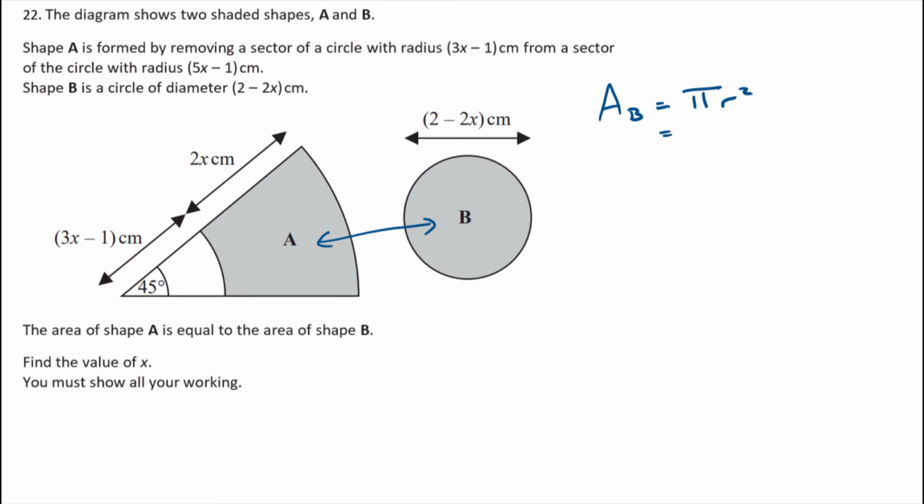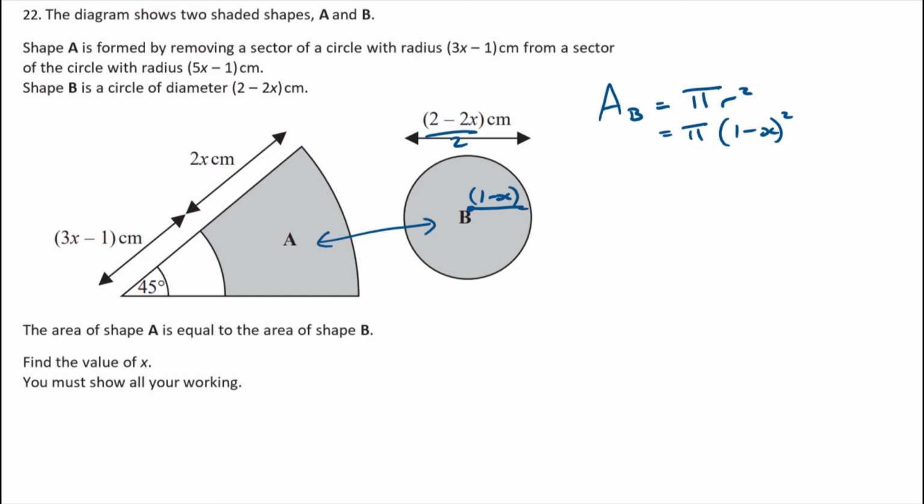And here, what is the radius of this circle? Well, I know the diameter is 2 minus 2x. So if we divide that by 2, I'm going to get 1 minus x as the radius, isn't it? Because the radius is half the diameter. So that's pi lots of 1 minus x all squared. It's not very nice, but we'll just leave it like that for now. So area of B is pi lots of 1 minus x all squared.